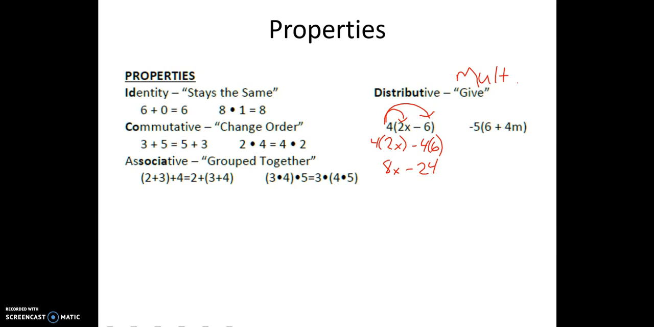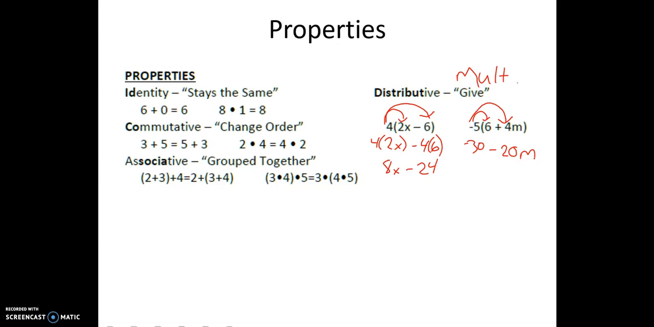Okay, so then we have negative 5 times a positive 6, which is a negative 30. And then a negative 5 times a positive 4 is a negative 20. Okay.